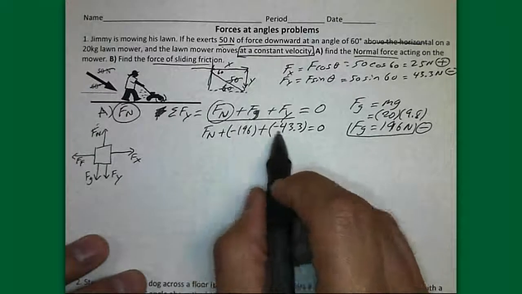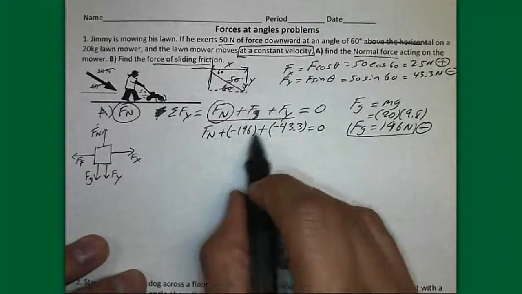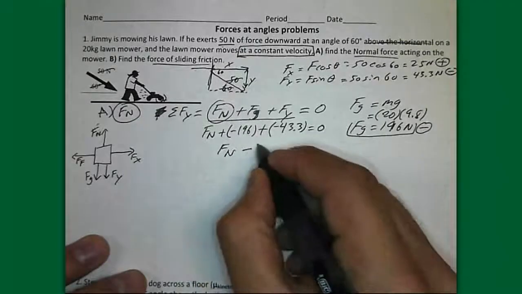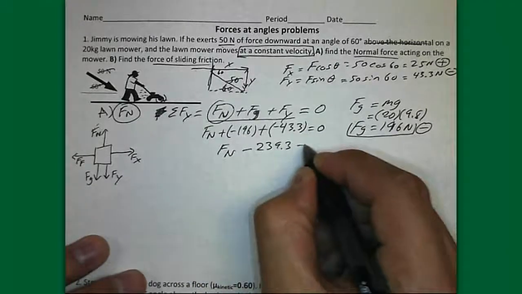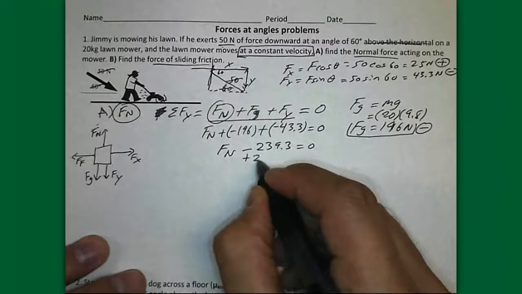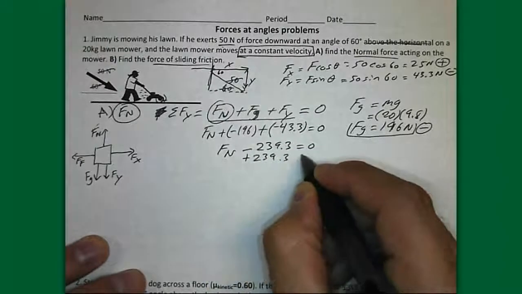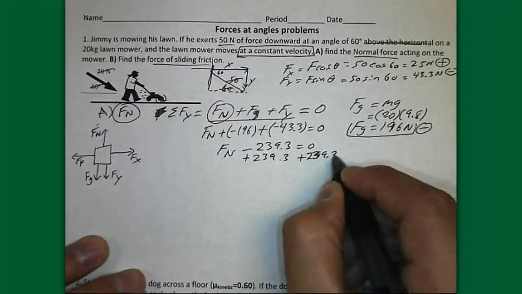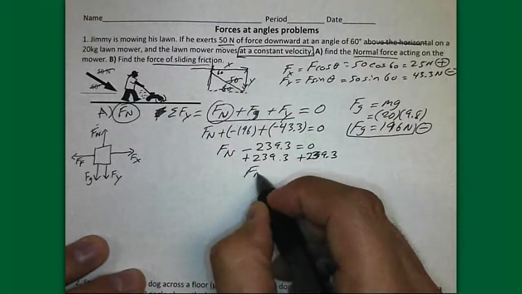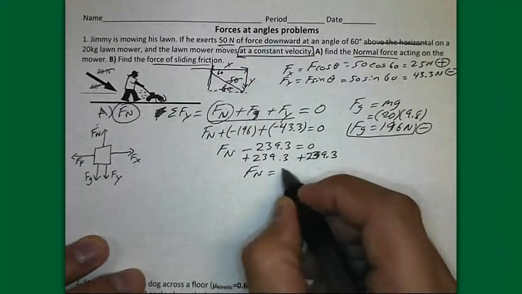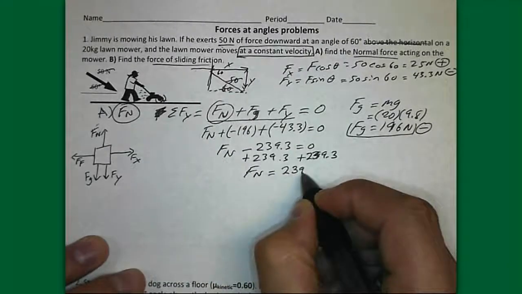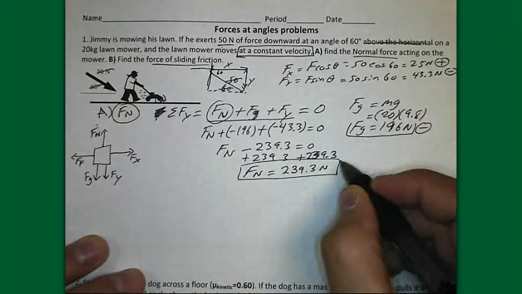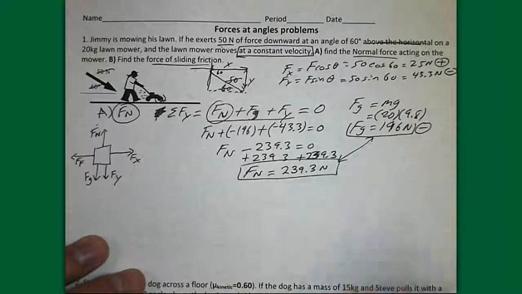43.3 plus 196 will add together, and they'll be negative since they're the same sign. And we get Fn minus 239.3 equals 0. And if you add 239.3 to both sides, which I know may seem elementary, but it's what we're doing, and I'm just making sure everybody's on the same page, that gives us a normal force of 239.3 newtons. Again, different from the force of gravity.